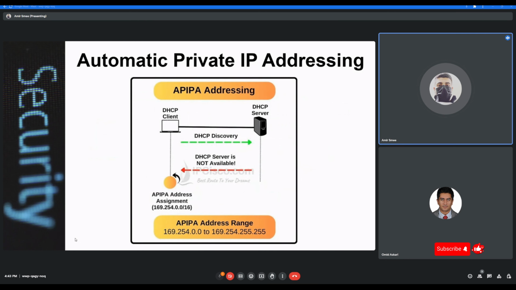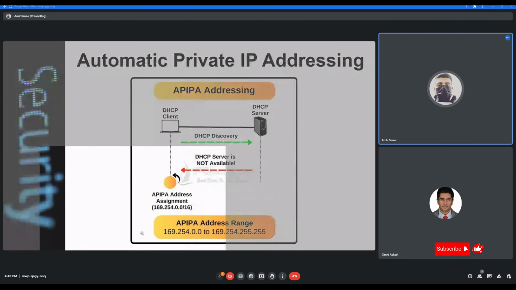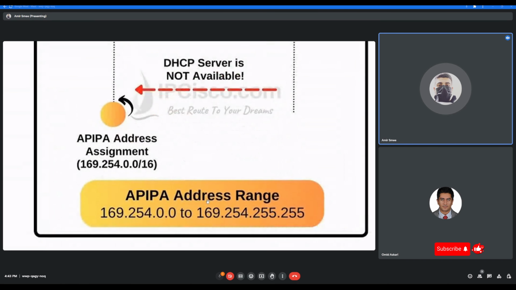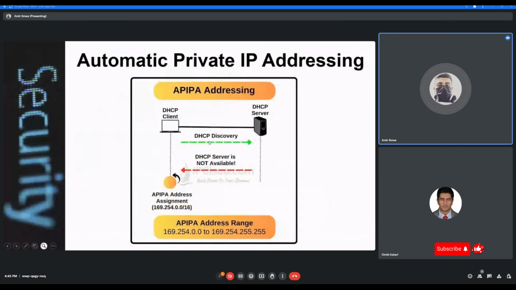As you can see in the picture, let me zoom in. As you can see in the picture, APIPA starts from 169.254.0.2 to 169.254.255.254. That is the range of APIPA.